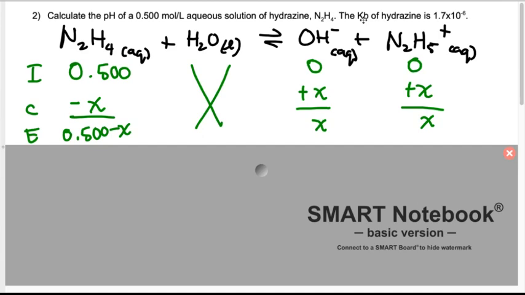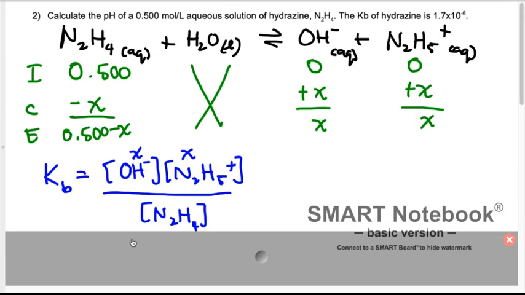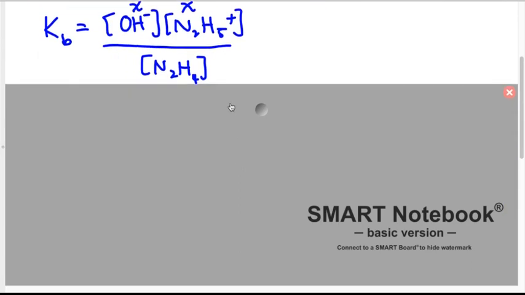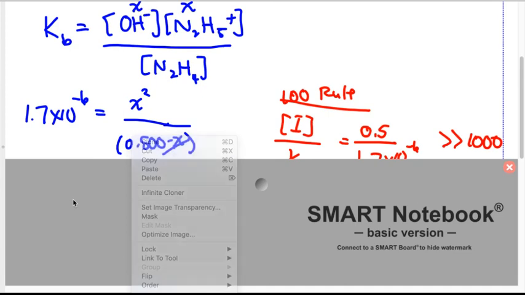When it comes to the Kb expression, we can set it such that the products are divided by the reactants, where the concentration of hydroxide ions are equal to X. We plug in the values that we do know, which is the Kb. We need to solve for X because the only way to get to pH is the OH. Nothing else will get us there. So we really want to find that X value. So we need to solve for X.